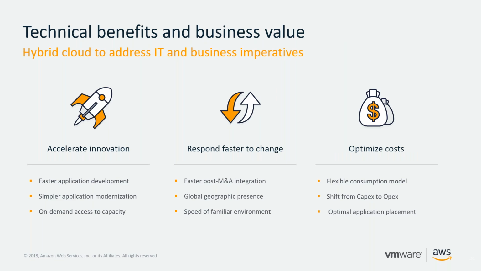Let's talk a little bit about the value that we can bring with VMware Cloud on AWS. Again, we have three pillars. We allow you to accelerate innovation, respond faster to change, and really optimize costs throughout your infrastructure. With innovation, you have the flexibility to rethink applications in a whole new light. Perhaps you want to use something like functions as a service with Lambda, or maybe a massively scalable database like Redshift, along with your existing applications.